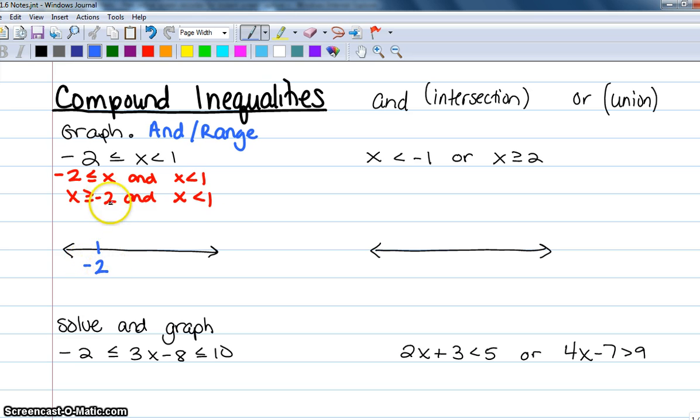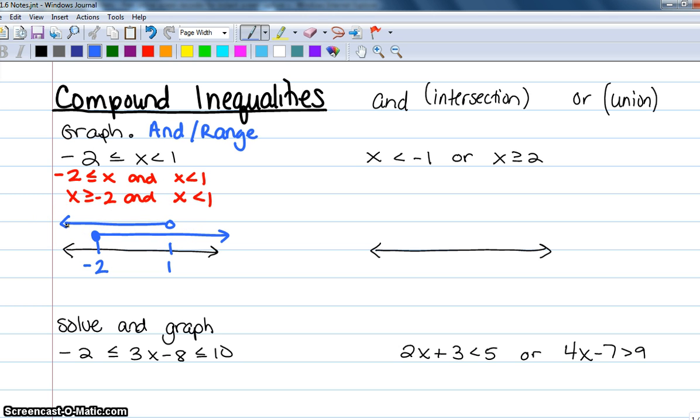When you write your two numbers, we've got -2 and 1. Just make sure that they are in the correct numerical order. So -2 is smaller, so it goes to the left of a +1. It's greater than or equal to -2, so it's closed circle to the right. Less than 1 means open circle to the left.